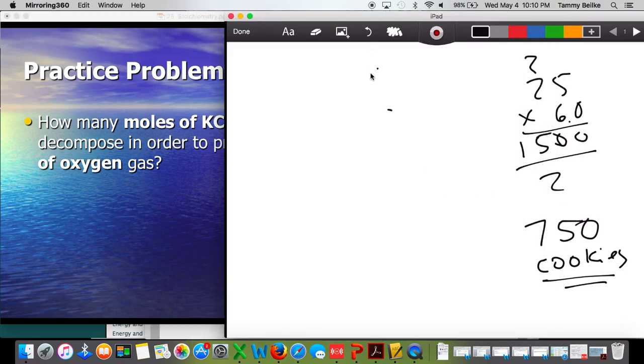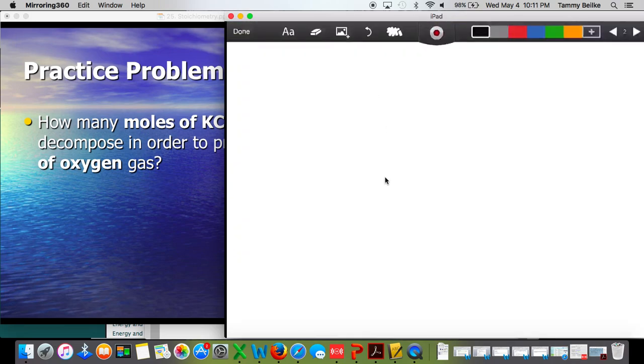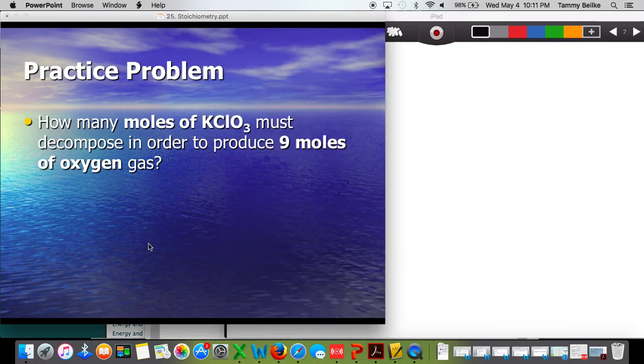Okay? We're going to wake up the iPad. Going to get rid of that. There we go. Alright. So here's what I see in this problem. I've got a question which states, how many moles of KClO3 must decompose to produce 9 moles of oxygen gas?